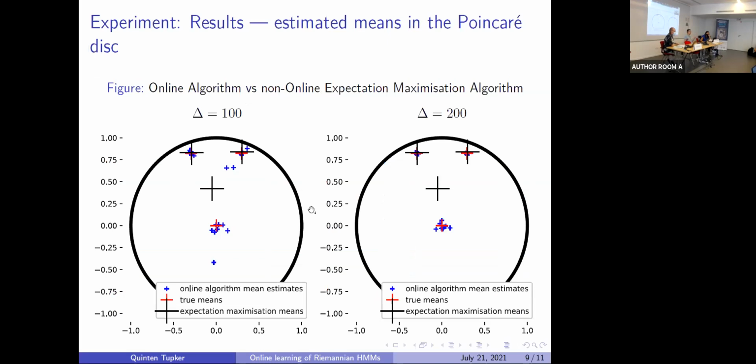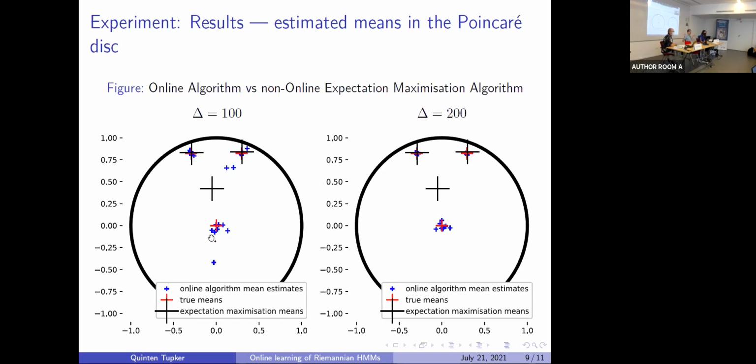So finally, another aspect of the hidden parts of the Markov chain is the Gaussian distributions. The Gaussian distributions consist of 2 parts, the means and the standard deviations. For the means, we can plot these since we're on a Poincare disk. So here we plotted in black the means as computed by the expectation maximization algorithm, in red, the true means, and in blue, the means estimated by our online algorithm.